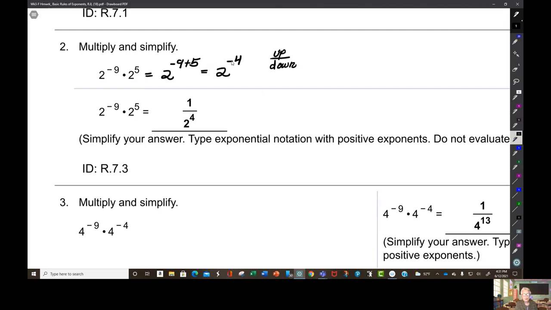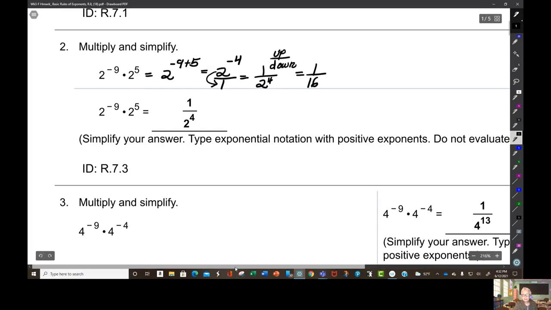Now here we see 2 to the negative 4. So it's understood that this is 2 over 1 to the negative 4. This negative sign on the exponent is an indicator that the 2, the base, should really be down here. In other words, the answer should be 1 over 2 to the positive 4. 2 to the 4th power is 16. I don't know how they want you to give the answer, but the answer is 1 over 16, or 1 16th.